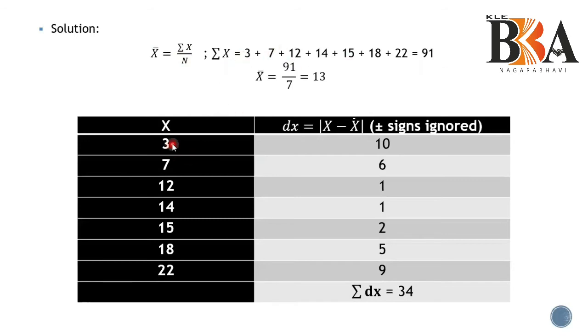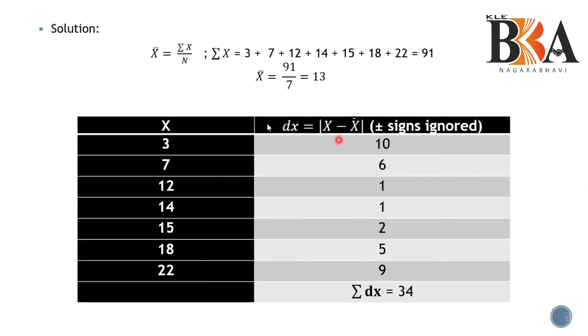So take the total of 3, 7, 12, 14, 15, 18 and 22. The total of it is 91. So arithmetic mean equals 91 divided by 7. 7 is the number of terms. If you count 3, 7 and so on, 1, 2, 3, 4, 5, 6, 7, we have 7 terms in it. So 91 divided by 7 will be 13.